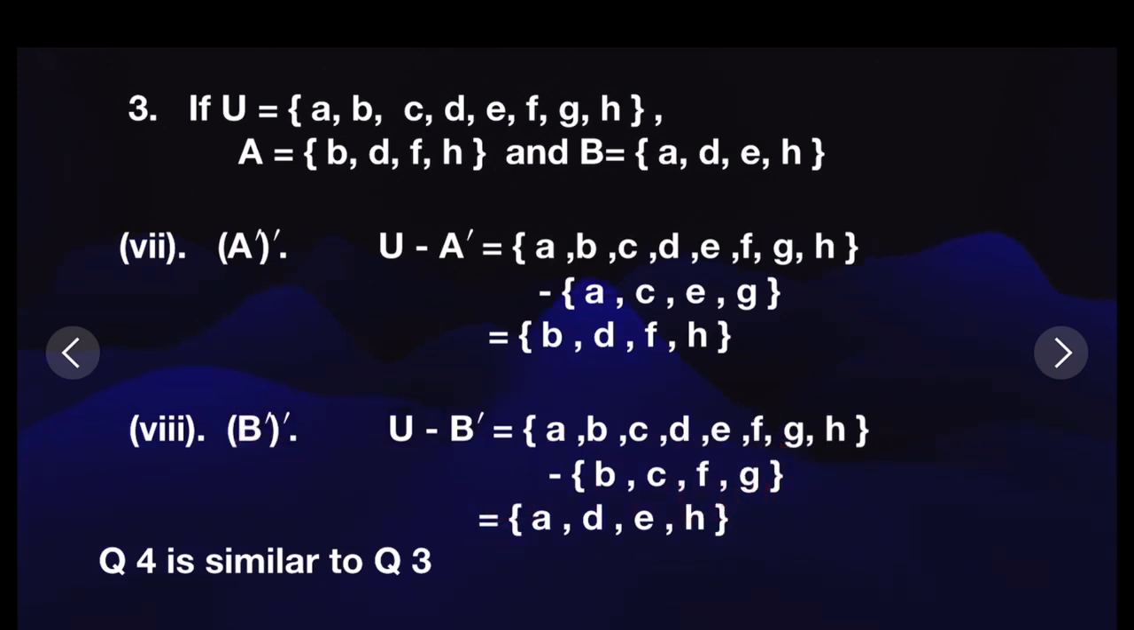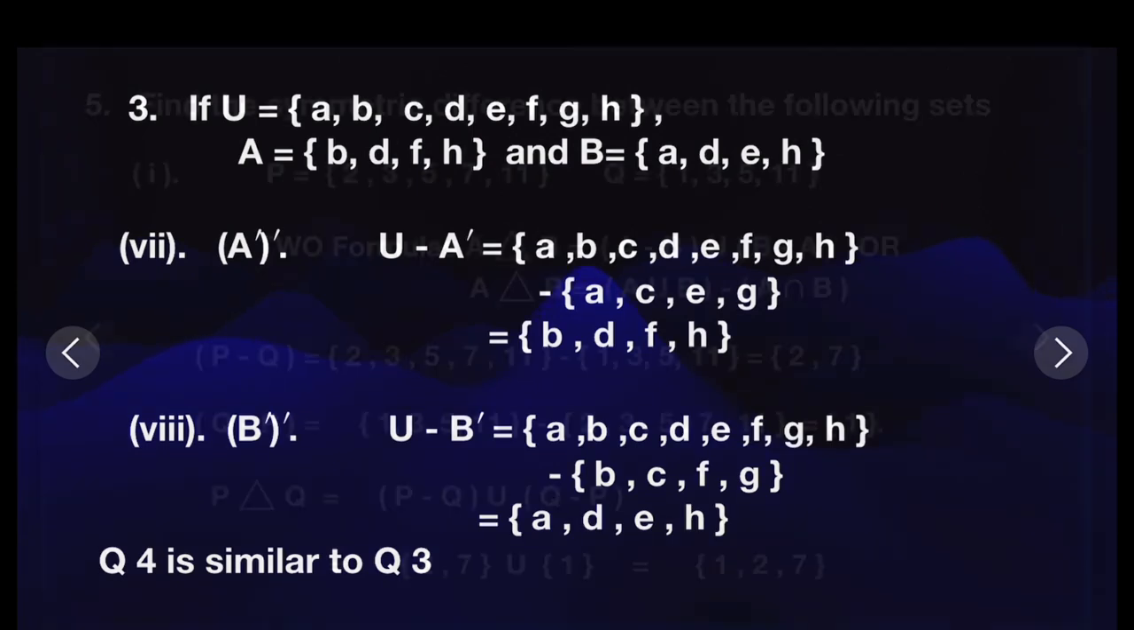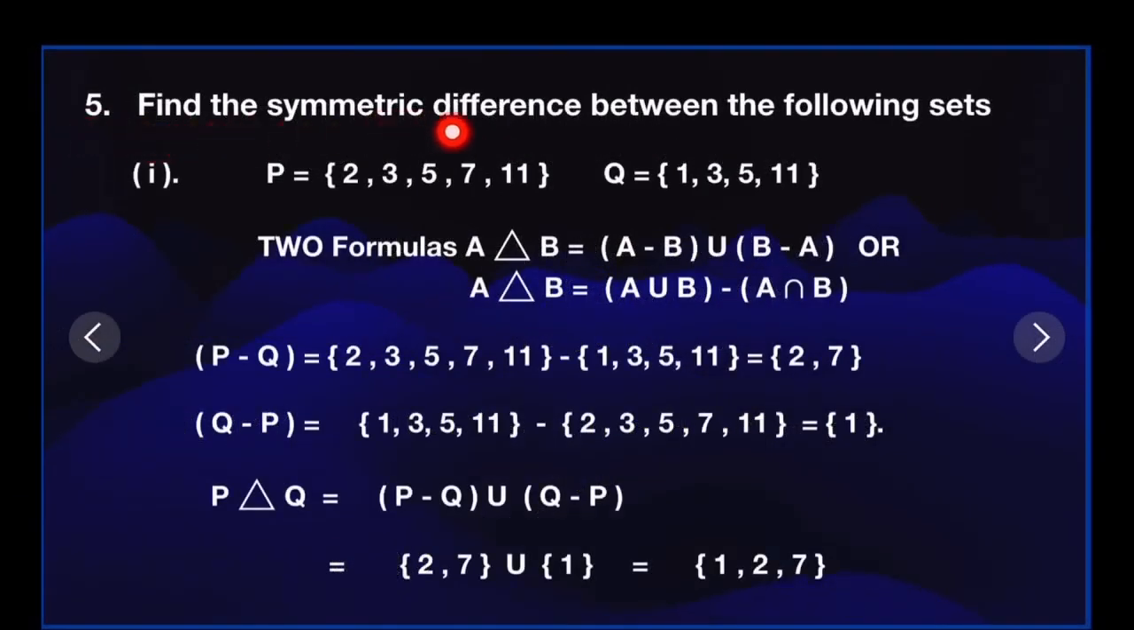Question 4 is similar to question 3. Please do these sums, practice them, they are easy. Question 5, find the symmetric difference between the following sets. P is equal to 2, 3, 5, 7, 11, Q is equal to 1, 3, 5, 11. So these are the two formulas, we can use either of the two.